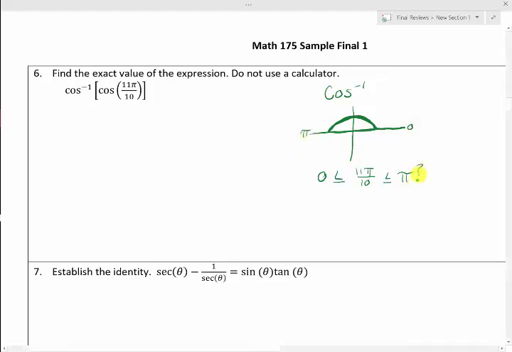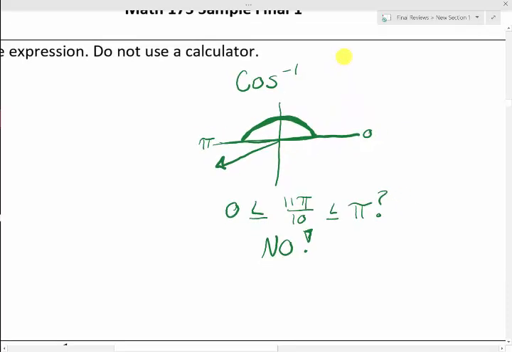It is not. So what we're going to have to do is find the angle that is, but gives us the same value for cosine. So 11 pi over 10 is just a little bit bigger than pi. So it probably is somewhere right about here. Doesn't have to be exact, we're just trying to get a good estimate of what's going on.